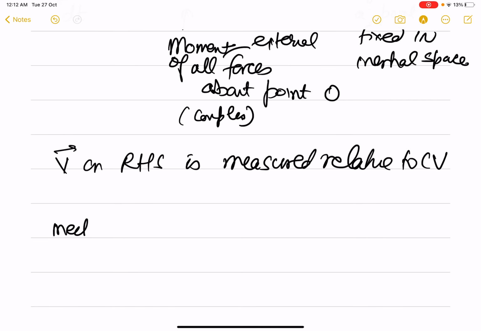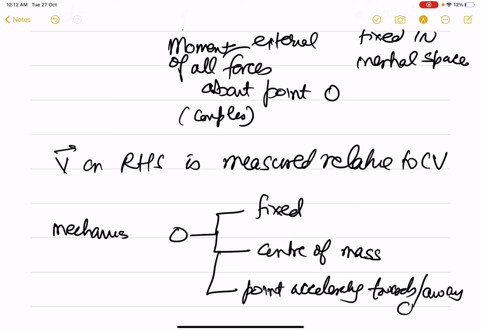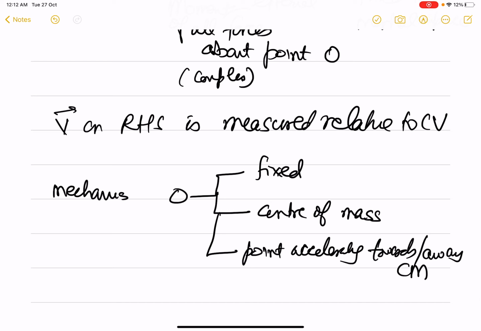In mechanics, we have seen that Euler's axiom says O has to be a fixed point, but we also saw that we can apply this equation about the center of mass of the system. So if O is the center of mass, or a point accelerating towards or away from CM, then also we can apply. In a moving scenario, the third point will be varying, so it's not very easy to use, but if the point is fixed or if it is a center of mass, we can use this equation.